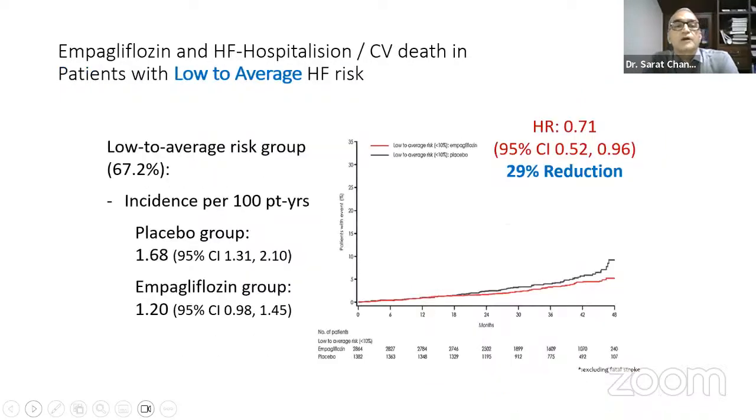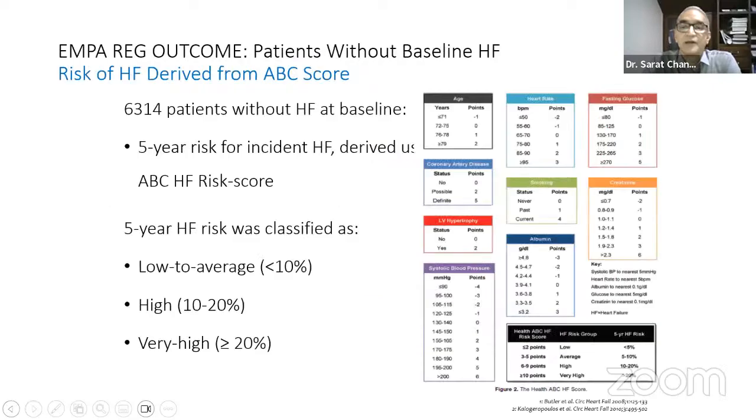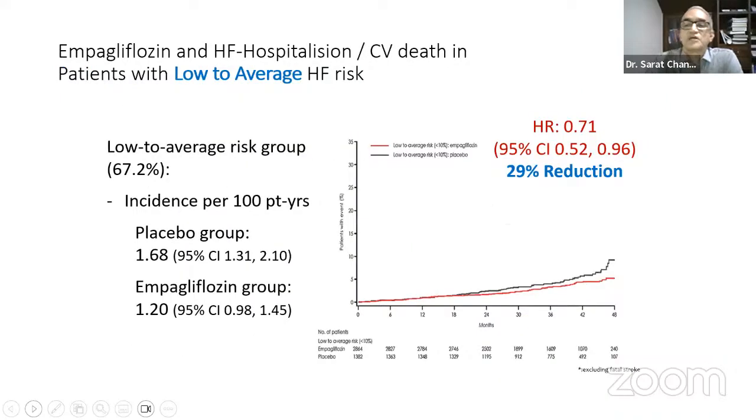So here, empagliflozin and heart failure hospitalization, patients with low to average heart failure risk also, there is a 29% reduction of heart failure chances. And here, this is the ABC risk score they used for dividing these patients into low to average risk, high risk, and very high risk. And if it is low to average risk, there's a 29% reduction of development of heart failure.